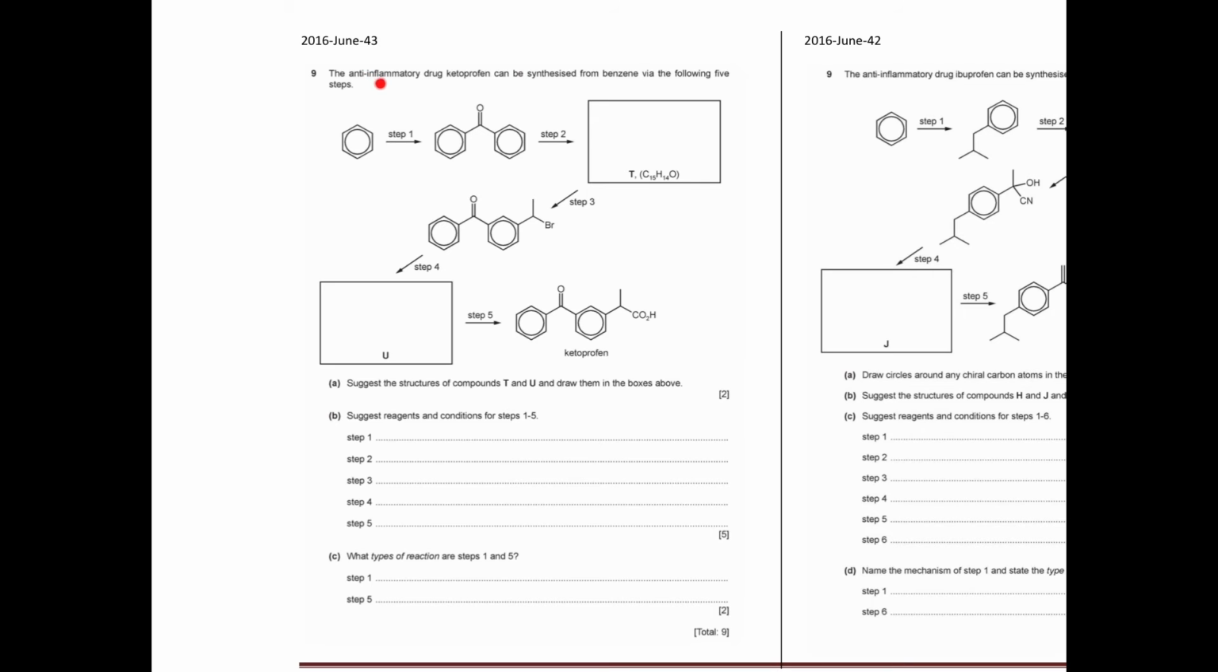The anti-inflammatory drug ketoprofen can be synthesized from benzene via the following 5 steps. Okay, so first, benzene and become this. So what is this? COR. Okay, COR. If you still remember, we just learned not too long ago. This is acylation. Okay, COR. So you should expect something like this. I write down first.